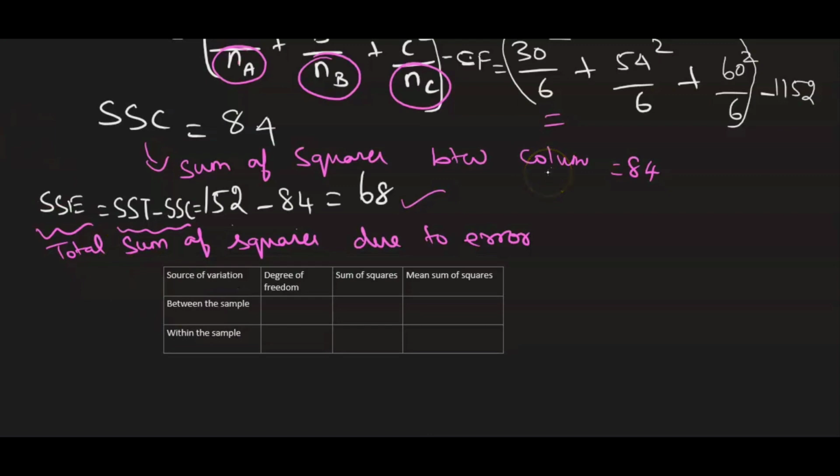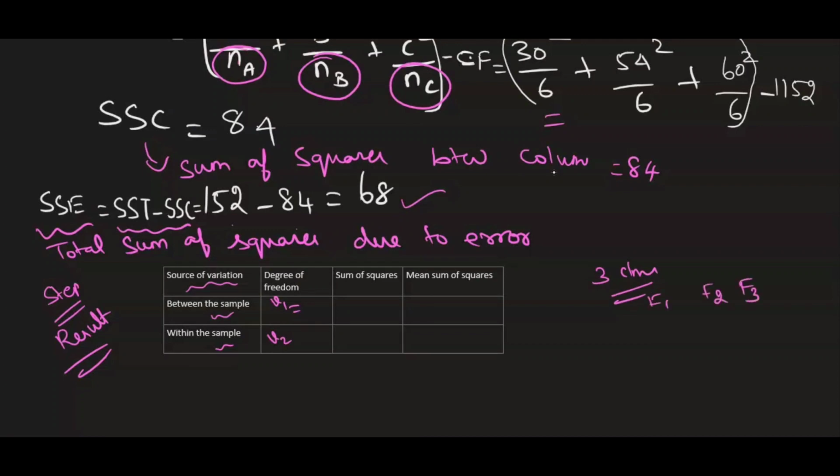And now finally the last step, that is the result. In this we have this tabular column. The first one is source of variation. So what is the source of variation? Between the samples and within the samples. And then degrees of freedom. How will we calculate the degrees of freedom? We have V1 and V2. You just check how many sets of values they have given. They have given 3 columns in this question, that is, fertilizer 1 for the first column, fertilizer 2 for the second column, and fertilizer 3 for the third column.